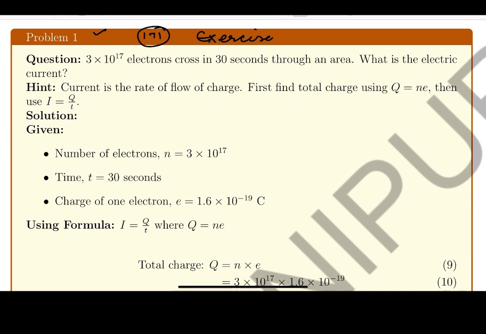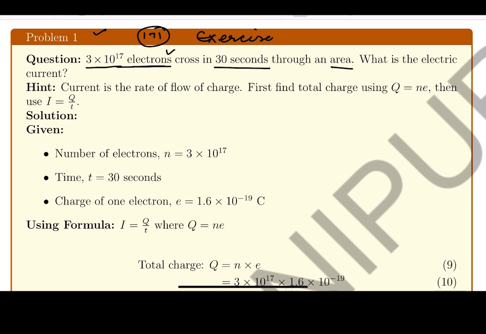Let's see, the question is: 3 into 10 to the power 17 electrons flow in 30 seconds through an area. What is the electric current? Okay, this is the question.